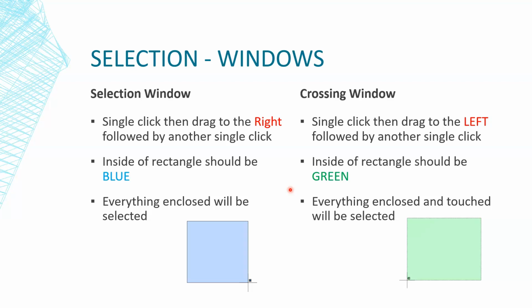Remember, the way you're going to do this is a single click. That means you hit that left button and click it. Don't click and hold. One complete click. So one click, then you go to the right, make that rectangle, and do another click. To create the crossing window, it's the same thing: a left click, drag to the right, then left click. Remember, the most important thing is that we're talking one click, not a click and hold.